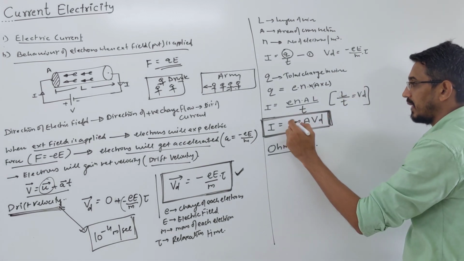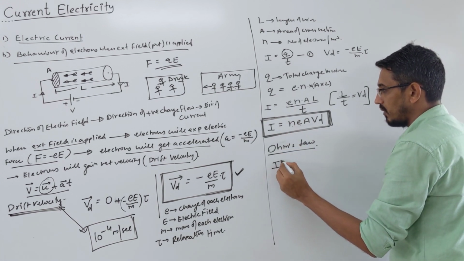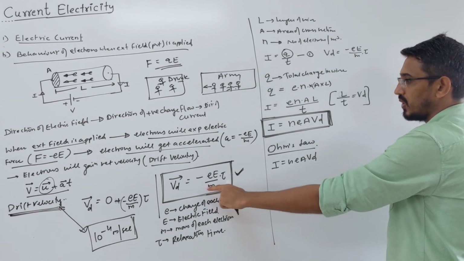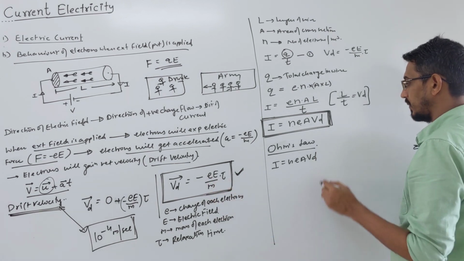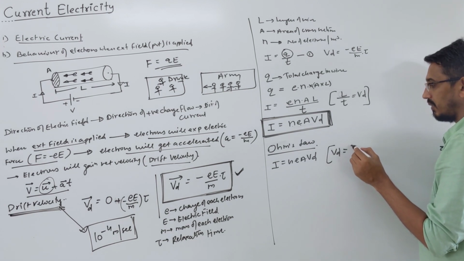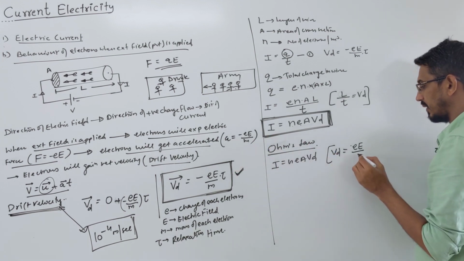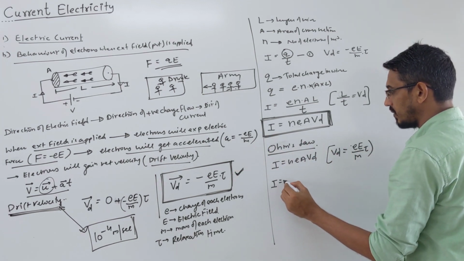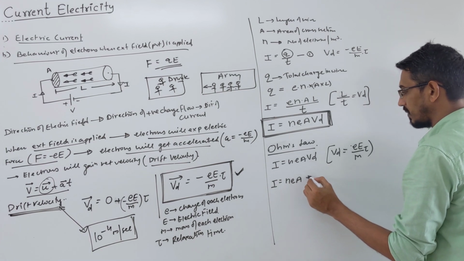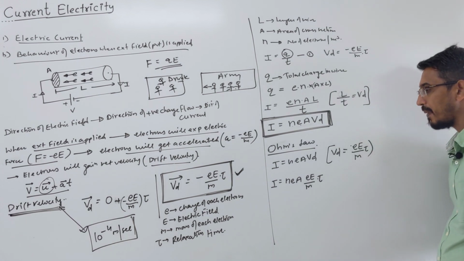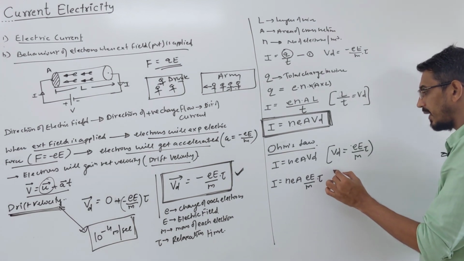What I do, I pick this equation again. So current is equal to what? n e A v_d, and in this v_d let's put the value from here. I'm putting the drift velocity value, just the numerical part only, not the sign, and tau, this much. Let's put it here. You see, current becomes n e A times e E by m into tau, correct?